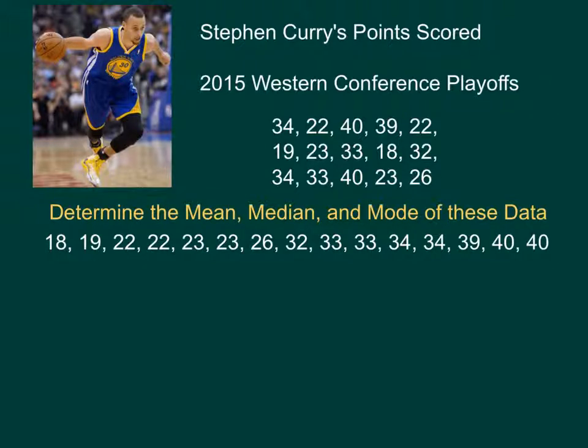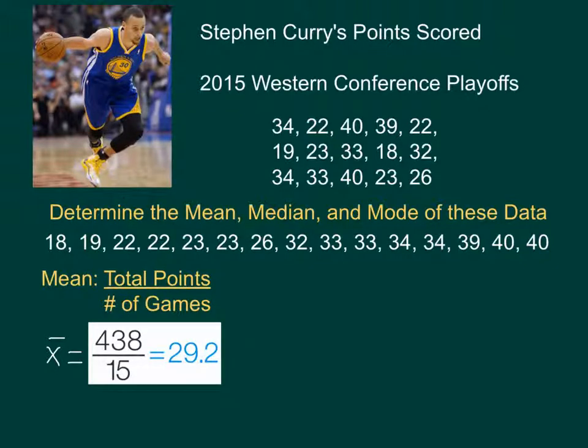We'll start off with the one that involves the most calculation, which would be the mean. Now remember that to determine the mean, which is also known as X bar, we would have to figure out the total number of points and divide that by the total number of games, which is the number of data points. So using a calculator or doing it out by hand, we can figure out the sum of all the points that Steph Curry has scored and divide it by the 15 games that he's played. And when we do that, we find out that he scored 438 total points in 15 games, which gives him a mean of 29.2 points per game.